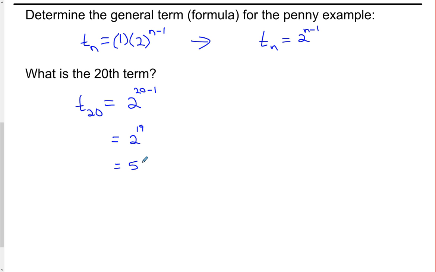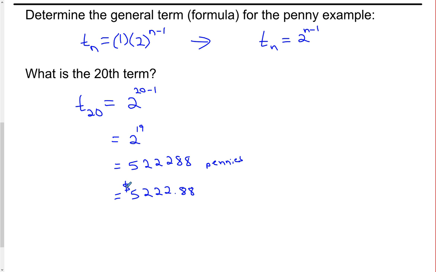So when you plug that into your calculator, you should be getting 524288. That's how many pennies you're getting. So to convert that into dollars, we just need to divide by 100. So that means on day 20, I, your math teacher, am forced to cut you a check just for that day for more than $5,000.